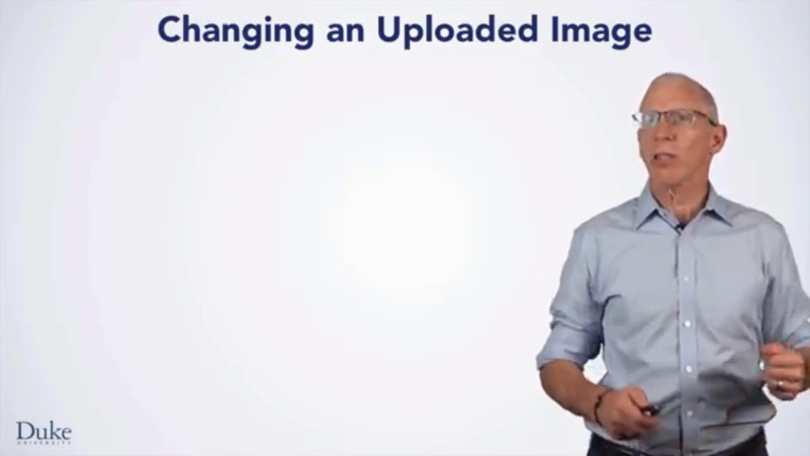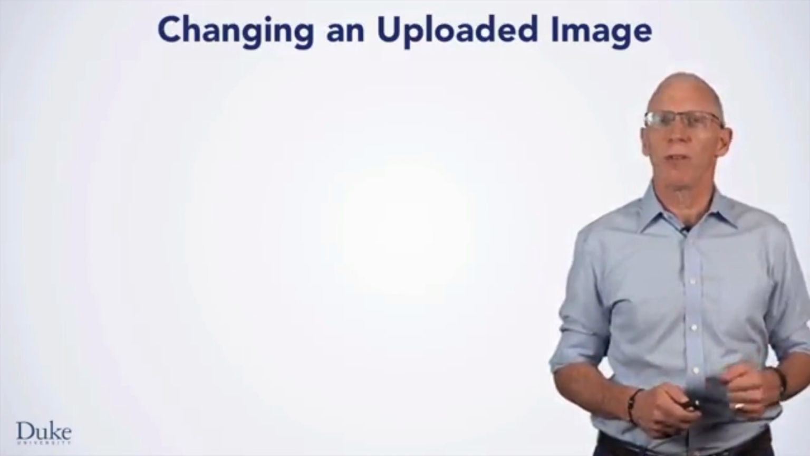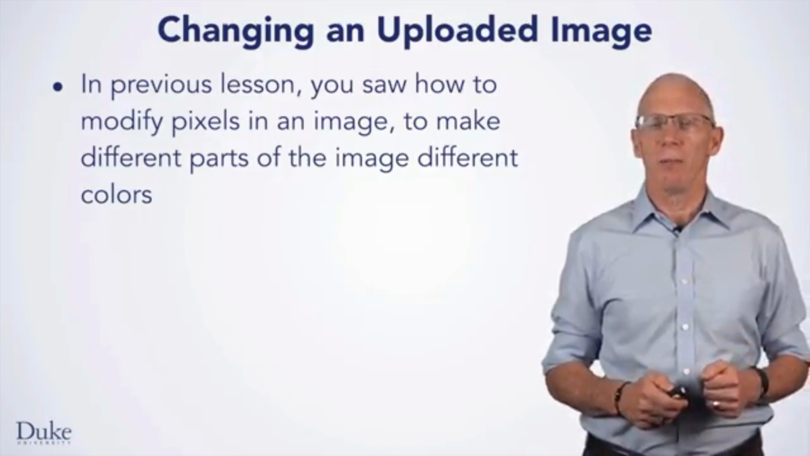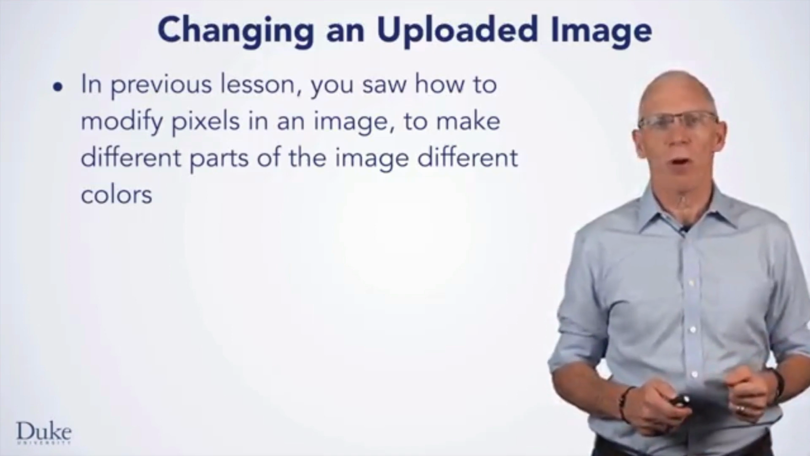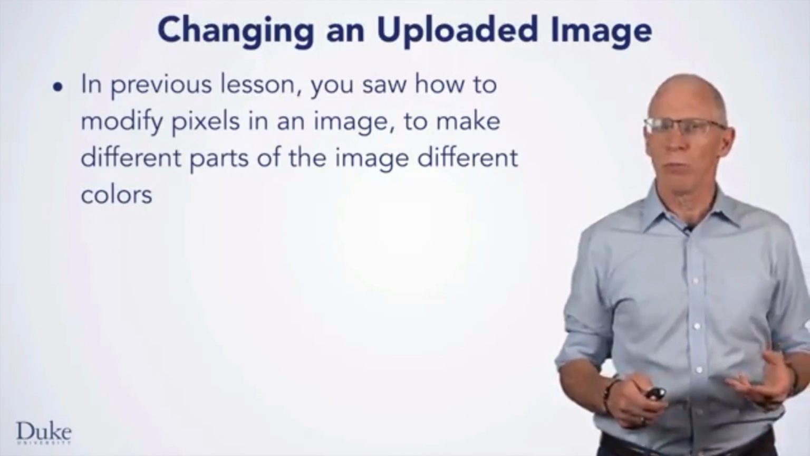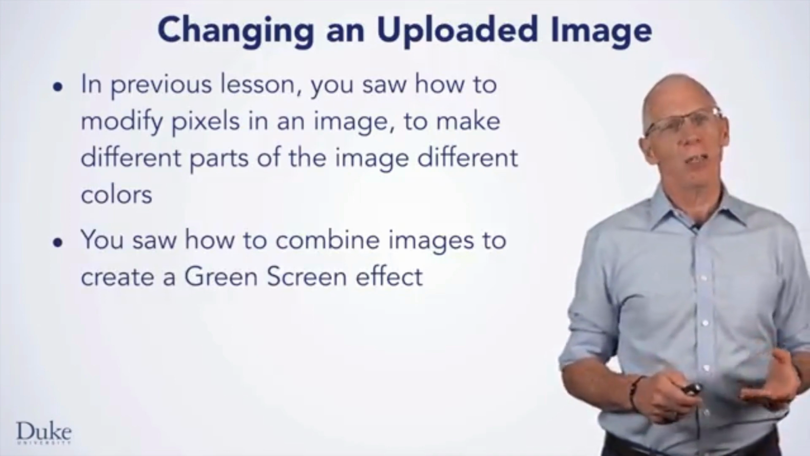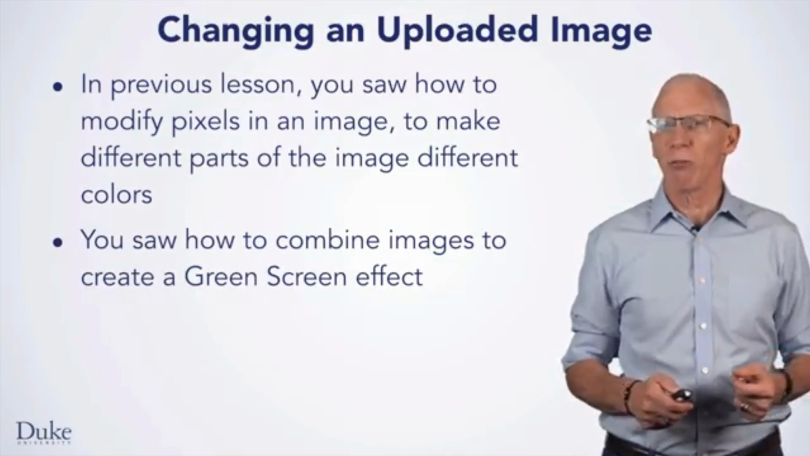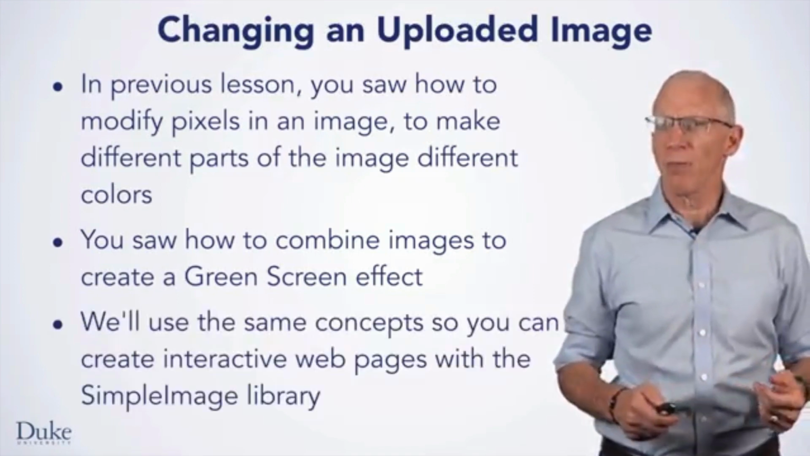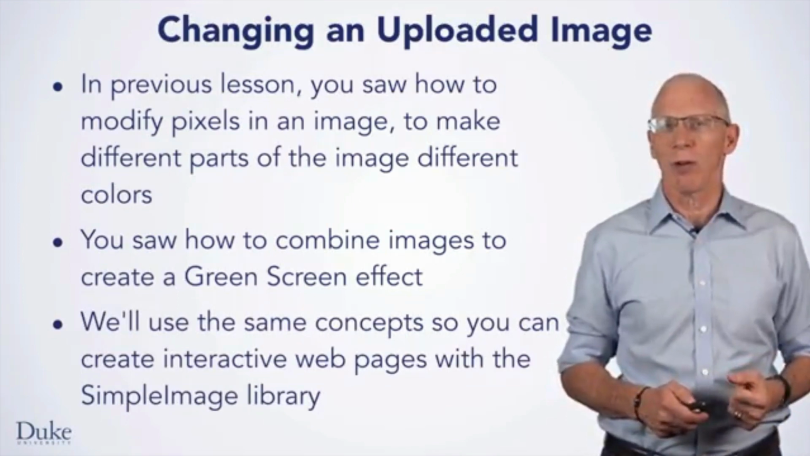Hi, let's look at changing a simple image programmatically, using the same concepts you used in the previous module. In the foundational programming lessons, you modified pixels in an image. For example, you changed different parts of an image to create stripes, so that part of the image was red, part was blue, and more. You also saw how to modify all pixels of an image as part of creating a new image that was a green screen composite of two images. We'll use these same concepts of modifying pixels to create interactive web pages that use this simple image library.